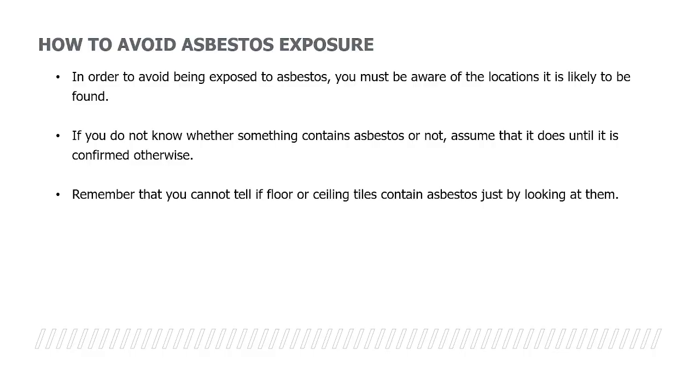In order to avoid being exposed, you must be aware of the locations it's likely to be found. And you typically aren't going to know where it is unless you test that material. If you don't know whether something contains it or not, just go ahead and assume that it does until you get it tested and confirm whether it does or not. And just remember that you can't tell if floor or ceiling tiles contain asbestos just by looking at them. This is something that you have to get tested to be able to know whether or not it contains asbestos.